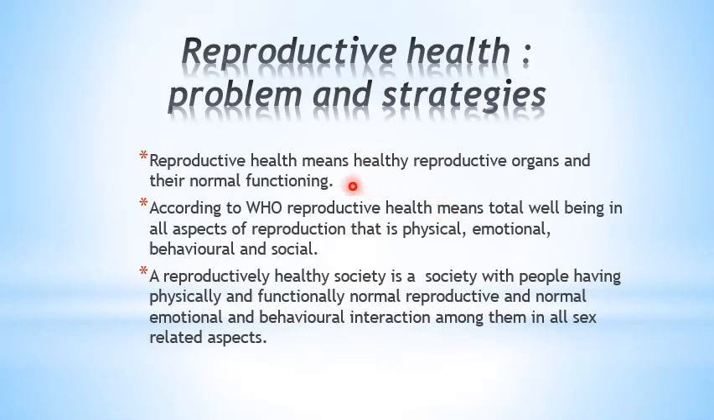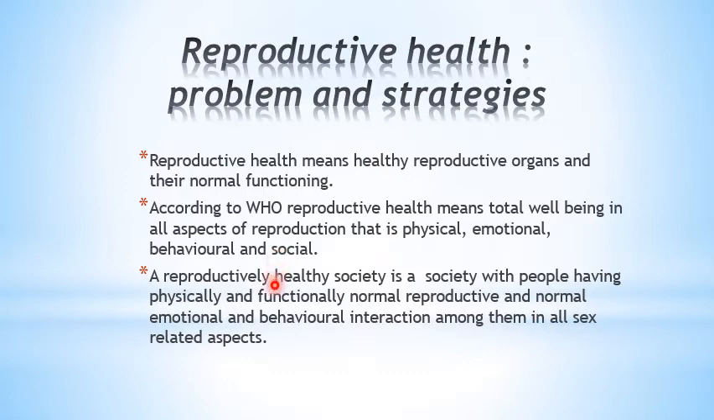What is reproductive health and what are the problems and strategies? Reproductive health means healthy reproductive organs, that is testes, ovaries, along with the secondary sexual ducts and their normal functioning. According to WHO, reproductive health means total well-being in all aspects of reproduction, that is physical, emotional, behavioral and social.